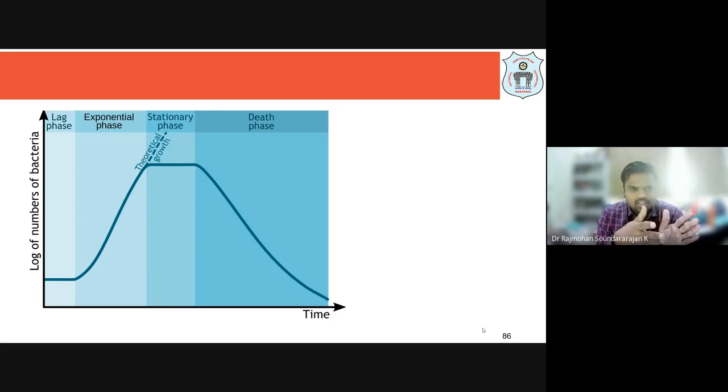So theoretically we are going to have a growth phase up to a certain point, but after that there is a lack of nutrient or substrate present in the system. So obviously, even though this organism is ready to multiply, it is not getting sufficient food or nutrients, so what will happen, there will be a stationary phase.